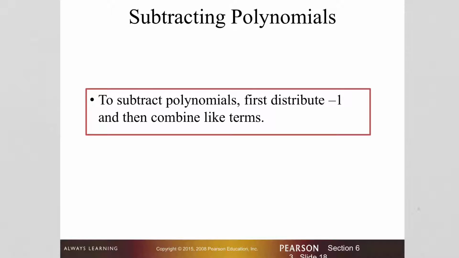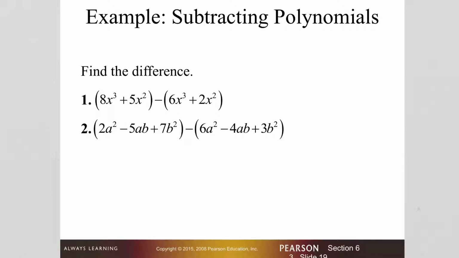Now whenever we subtract polynomials, you want to first distribute negative 1 and then combine your like terms. Here's what I mean by that. On this one, notice how you have a minus sign in front of that second set of parentheses. There's really a negative 1 there, so I'm going to distribute that there and there. That means change the sign of every single term immediately following. So this problem is turned into this. I'm going to write it down here.